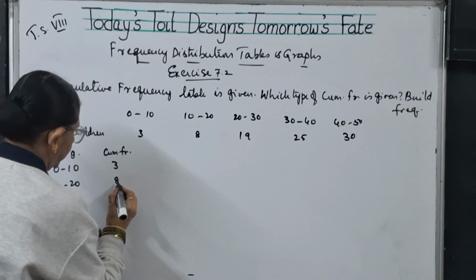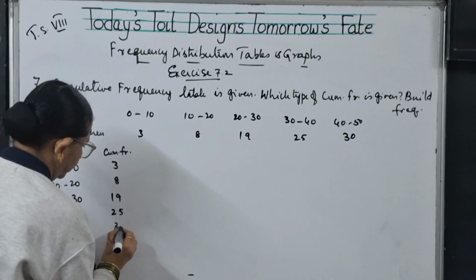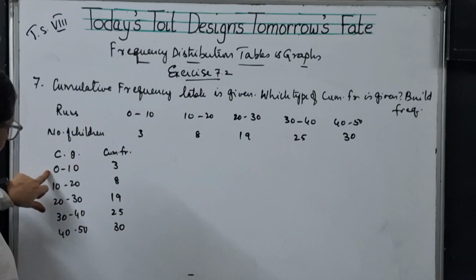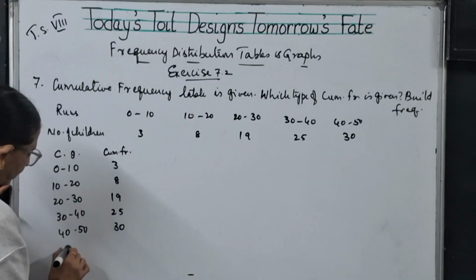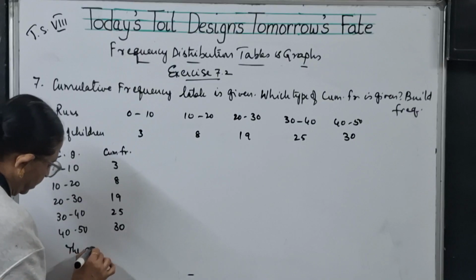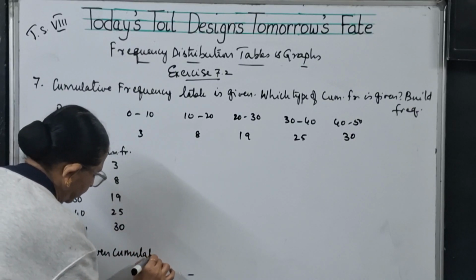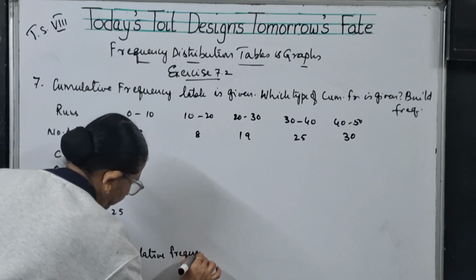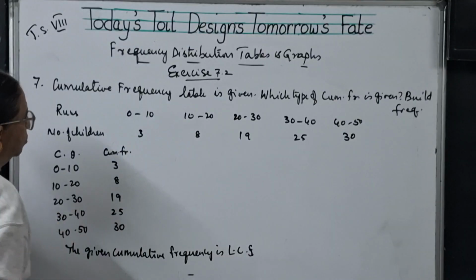3, 8, 19, 25, 30. See, since the cumulative frequency least value is at the least class interval, the given cumulative frequency is the less than cumulative frequency. So the first bit I have finished.